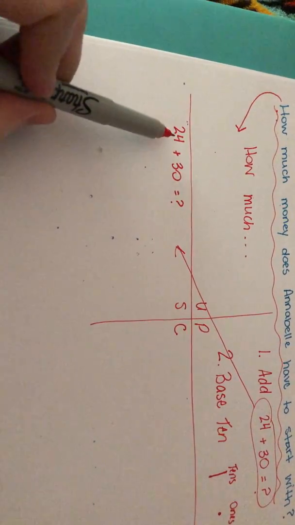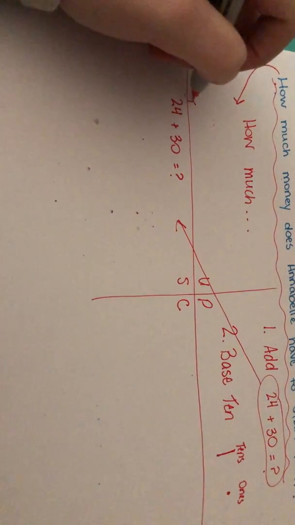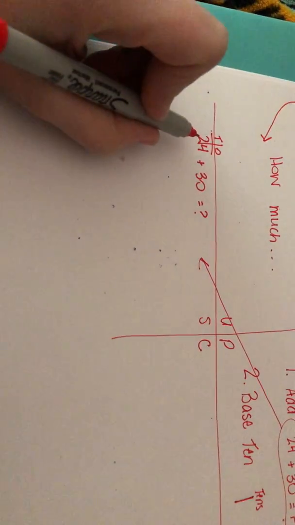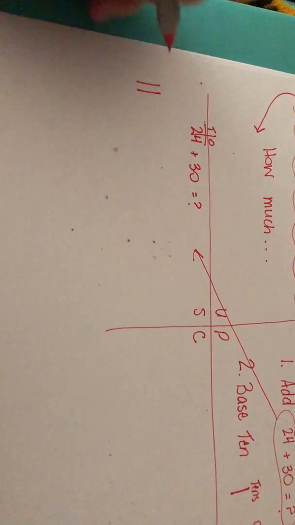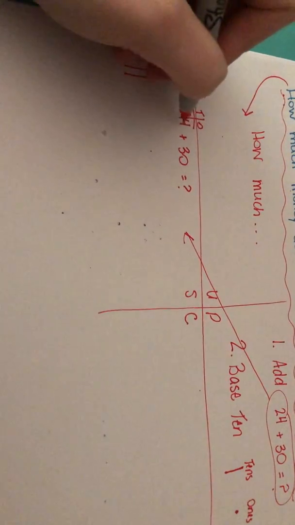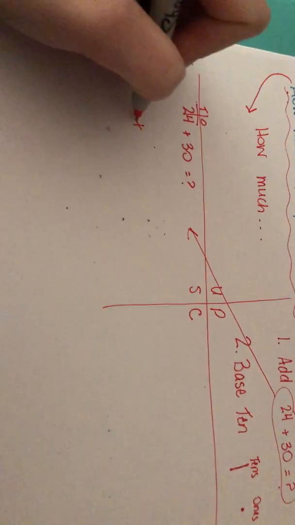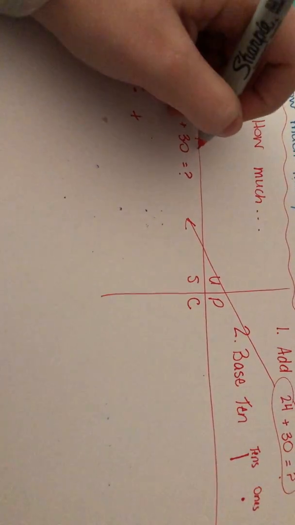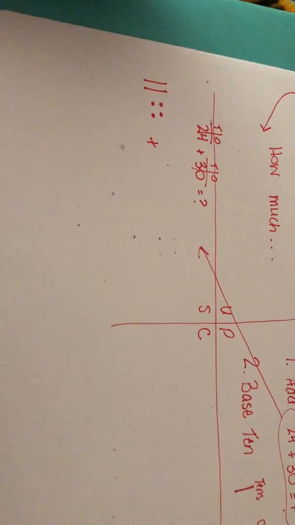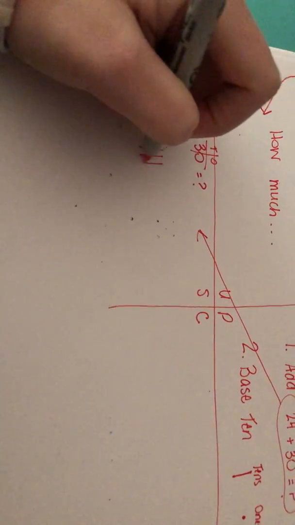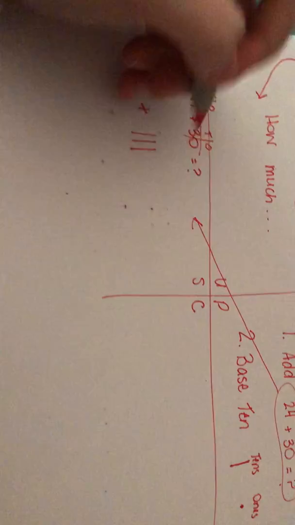So for the number 24, we know that the tens place and the ones place is right there. How many tens? We have 2 tens. 1, 2. How many ones? 4 ones. 1, 2, 3, 4. Plus 30. We have our tens and our ones. We're drawing our tens and our ones. How many tens do we have? We have 3. 1, 2, 3. How many ones? We have 0.